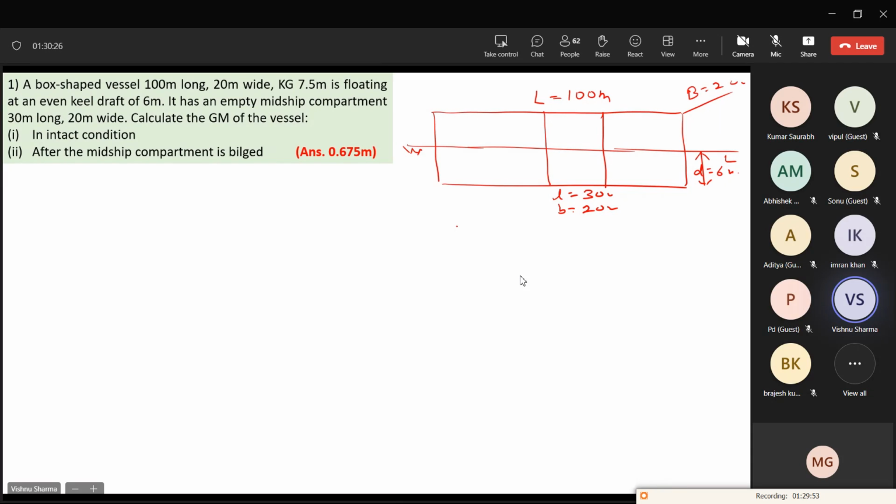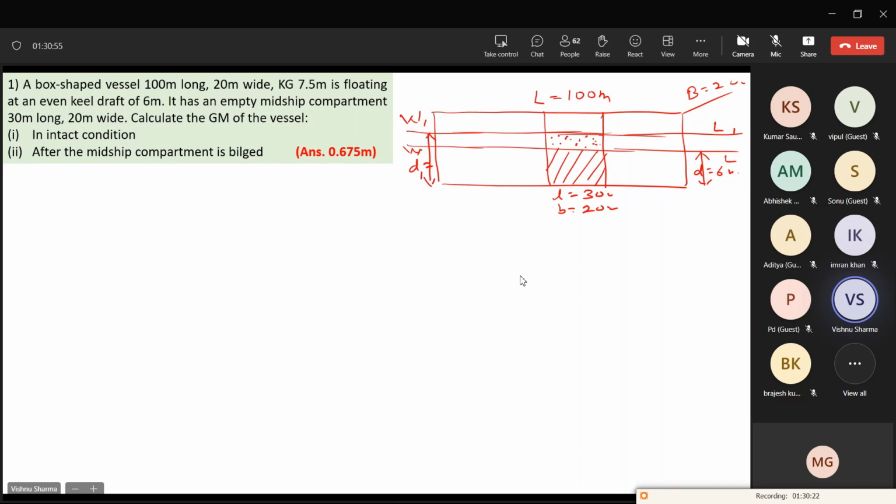When this compartment gets bilged, this buoyancy is lost under the lost buoyancy method. I have shaded the lost buoyancy. This causes the vessel to sink to a new waterline W1L1, and this takes the vessel to a new draft D1. As the vessel sinks, this compartment gets filled up with water up to this waterline.